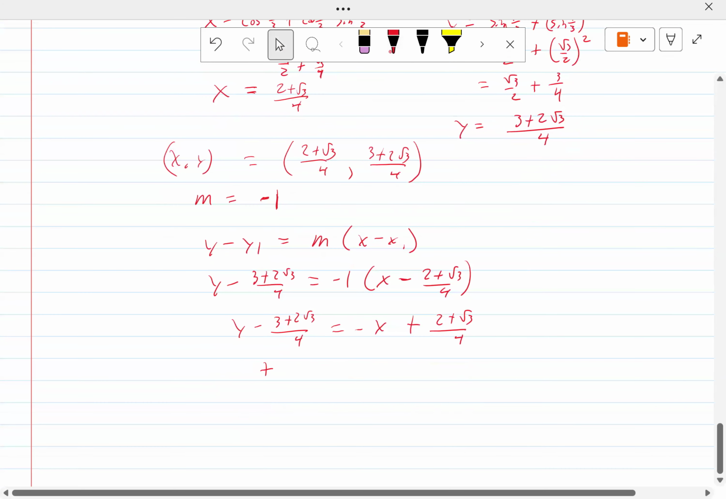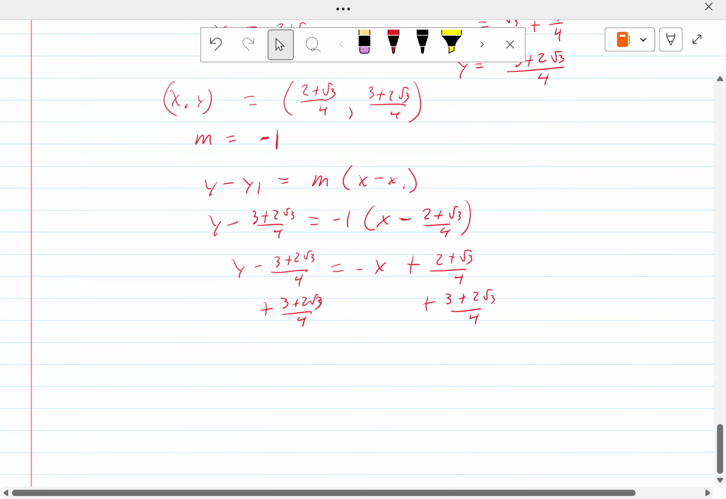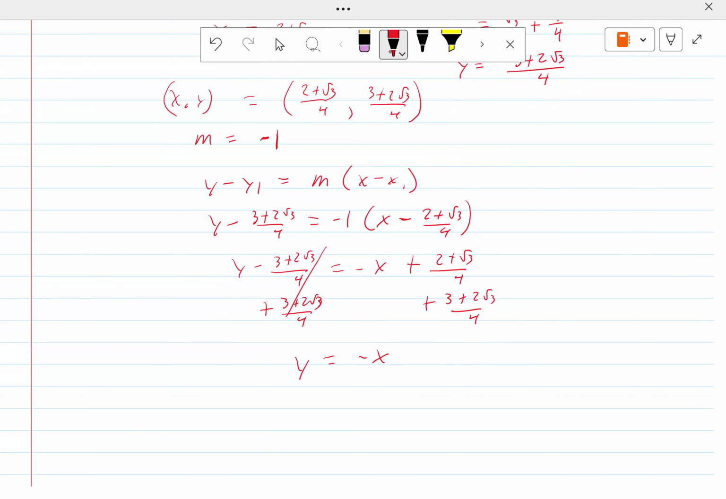I'm going to add 3 plus 2 radical 3 over 4 to both sides. So this becomes y equals negative x plus, now I can just add the numerators here, and that's going to be plus 5 plus 3 radical 3 over 4. And so that's the equation of my tangent line.